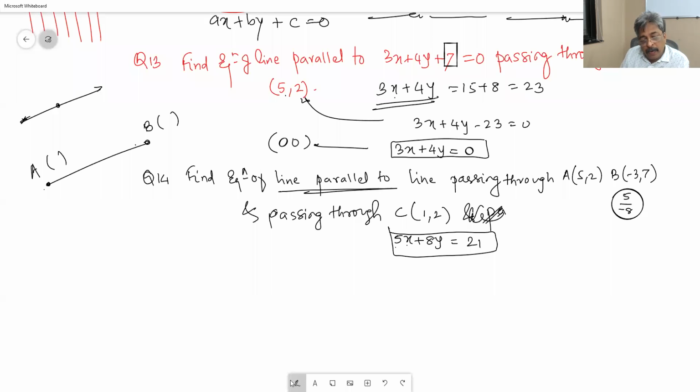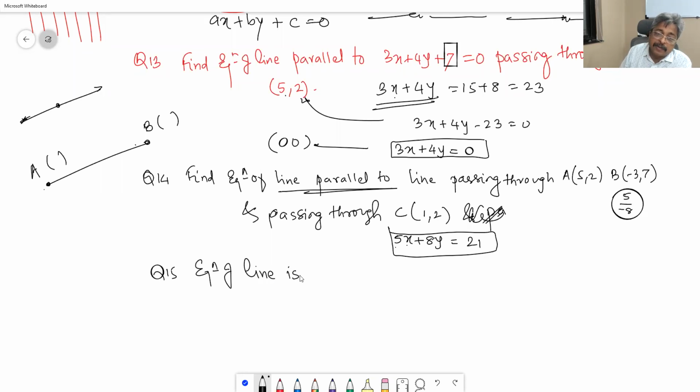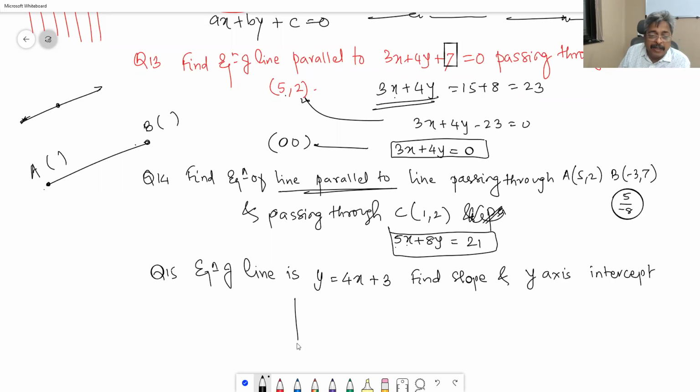Now, suppose I say the equation of a line is y is equal to 4x plus 3. Find the slope and the y axis intercept. What do I mean by that?